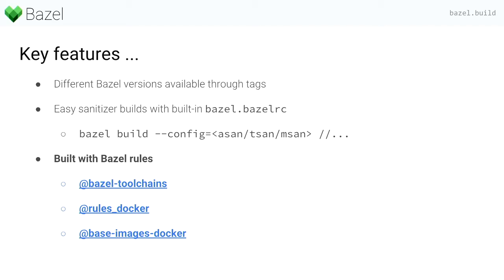We developed a set of Starlark rules to construct Docker images using Bazel. Instead of specifying the files to add and the entry point or the command of the container in Dockerfiles, you specify them in Bazel build targets. Here are the rules, and they are in the Bazel Toolchains repo, in Rosie Docker, and also in base image Dockers. You can Google them afterwards, and these are all links as well.